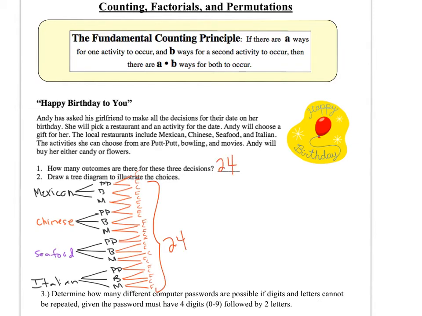Now the fundamental counting principle, which is also called the multiplication counting principle in some places, so if you see that coming up, that's also that. You would simply multiply the different choices together. You have 4 different choices for restaurants, 3 different choices for activities, and he has 2 different choices for the gift. So if you multiply 4 times 3 times 2, you get 24. That's the shorthand way of doing the fundamental counting principle, versus the longer way, which would be to make a tree diagram.